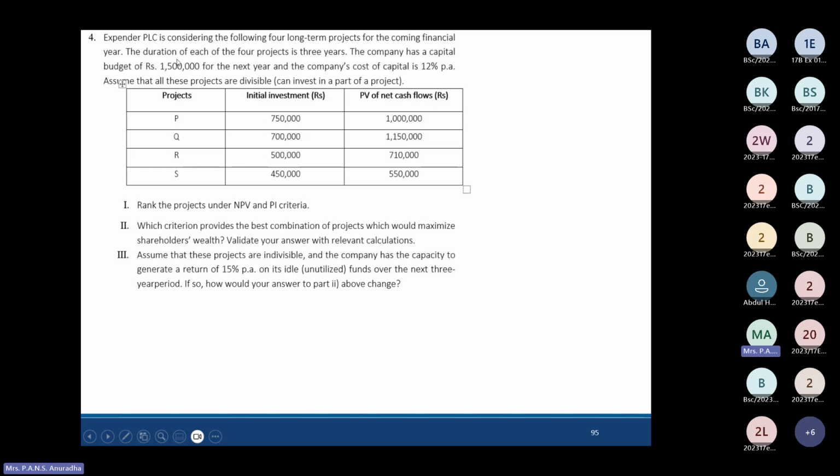If the projects are indivisible, that means partial acceptance of a project is not acceptable.